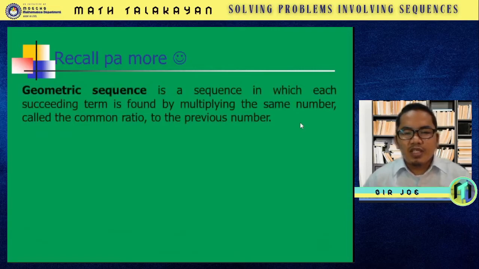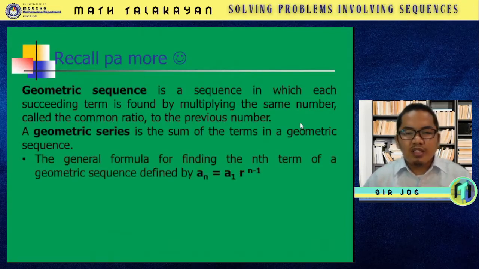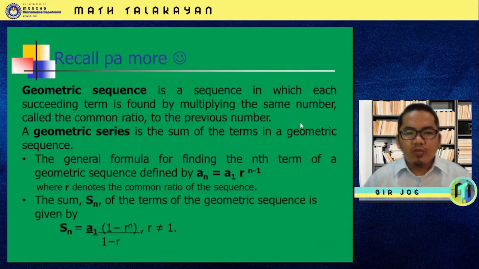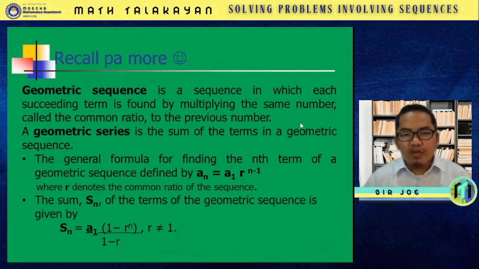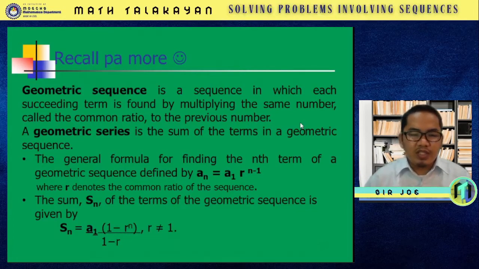Geometric sequence is a sequence in which each succeeding term is found by multiplying the same number called the common ratio to the previous number. A geometric series is the sum of the terms in a geometric sequence.